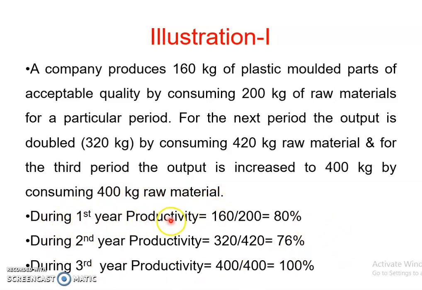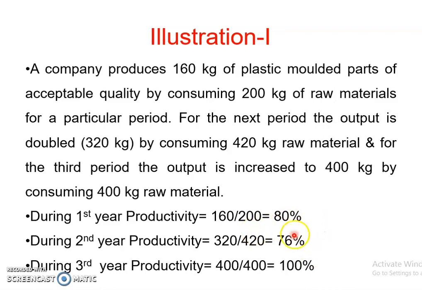During the first year, productivity is 160 kg divided by 200 kg, that is 80%. We know the definition of productivity, that is output to the inputs. For the respective years, the productivity is calculated here. For the first year it is 80%, for the second year it is 76%, and for the third year it is 100%. So if you observe here, output is increased, input is increased, but the productivity has been changing. So why, and where is it more?